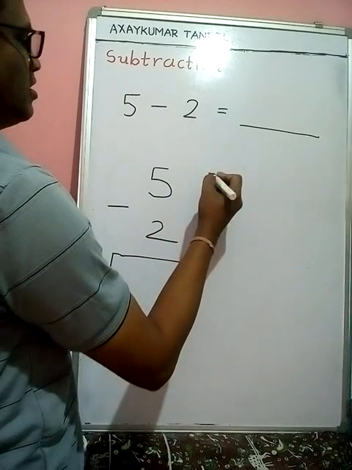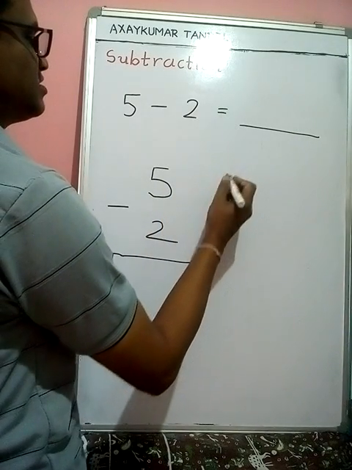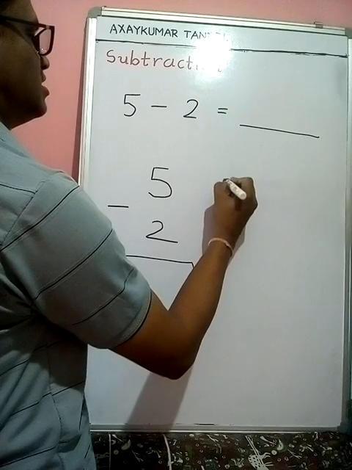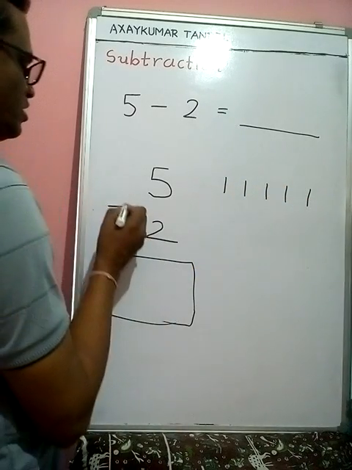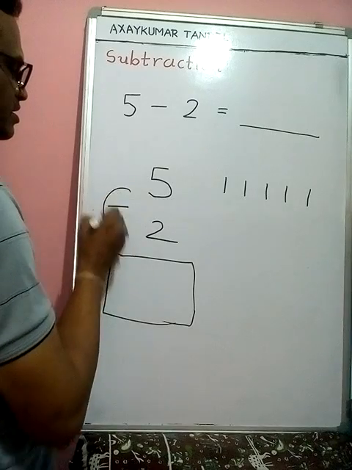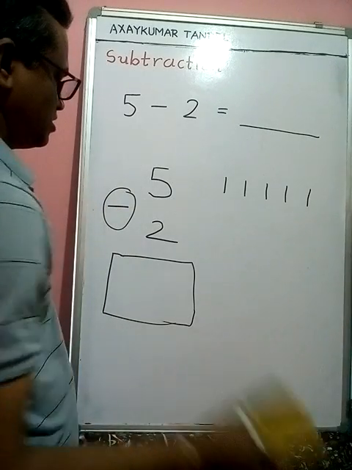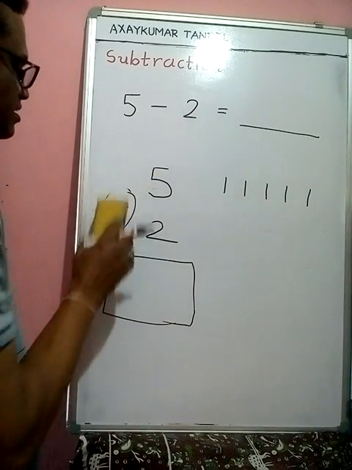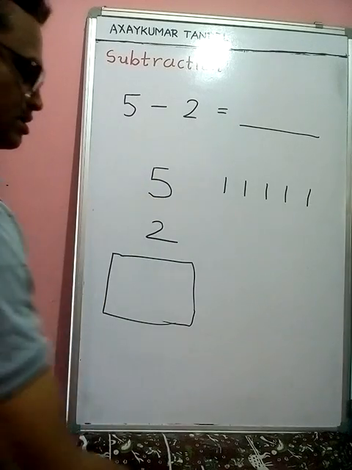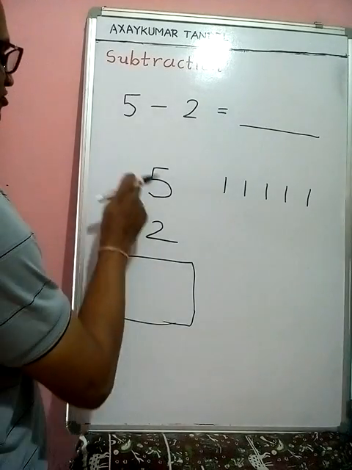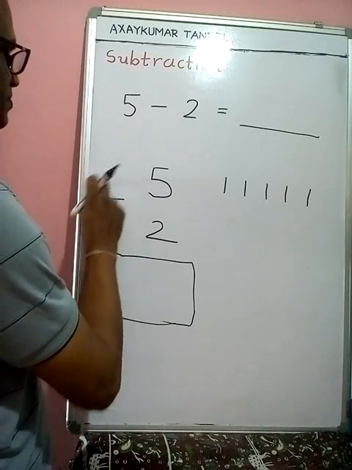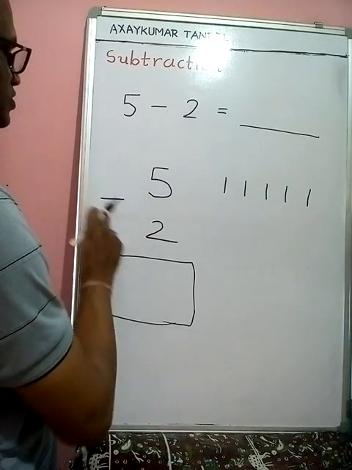5. We draw first 5 lines. 1, 2, 3, 4, 5. Now here is knife for cutting. Minus means knife, chapu, churi.